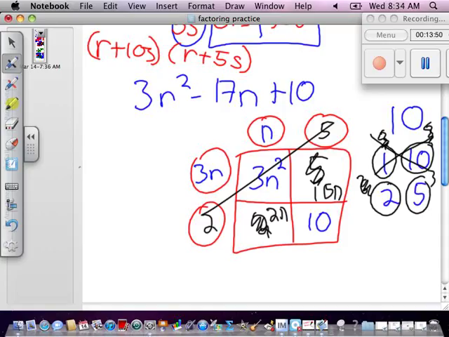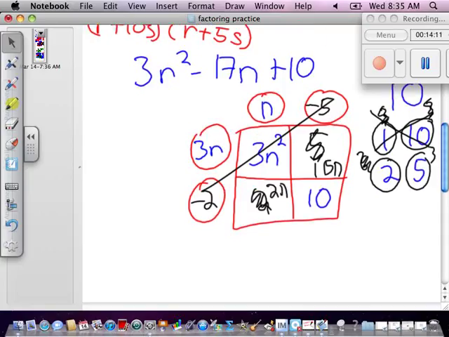I need a negative. So they both have to be? How do I know both of them have to be negative? Right. It's going to end up as not a negative. But I also know this last plus sign right here. So a negative times a negative is a? Okay, so my last step, let's make sure we write down our factors. We've got 3n minus 2 times n minus 5.